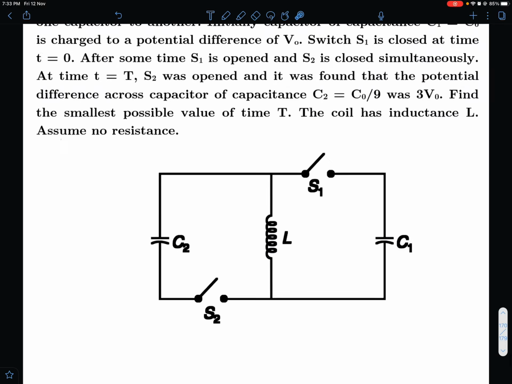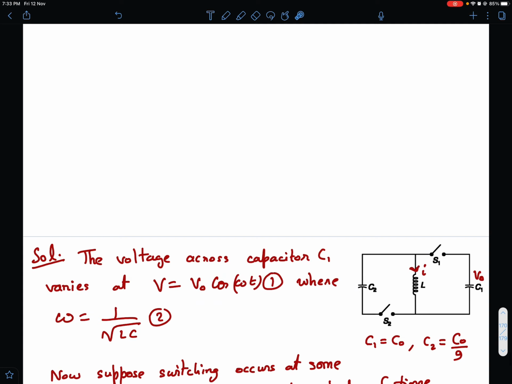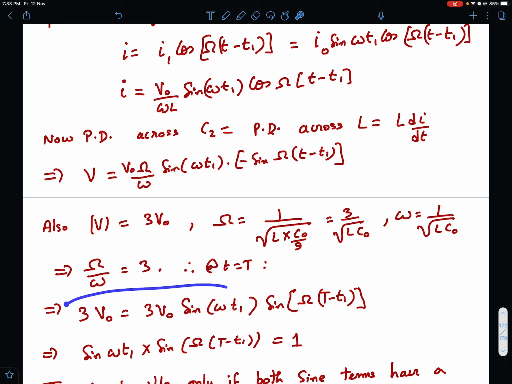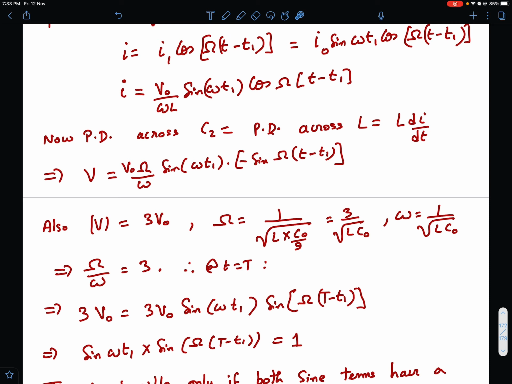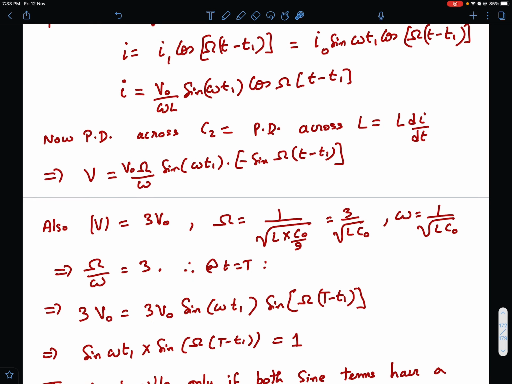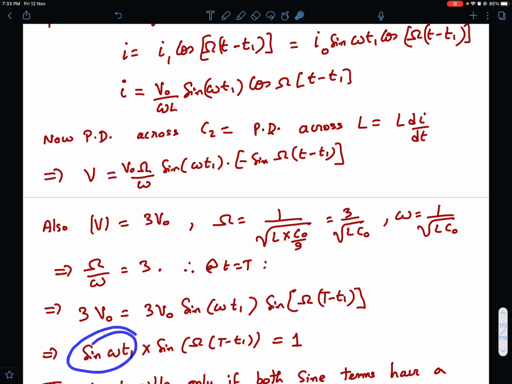The left side is 3V0. We wanted this potential drop to be equal to 3V0. In the question it says the potential difference required is 3V0, and this 3V0 should also be equal to the expression that we have calculated. So 3V0 equals 3V0 sine of omega t1 into sine of capital omega (t minus t1). Now this is 3V0, this is 3V0. That means the product of these two sine terms must be equal to 1, and you know that sine of anything cannot exceed 1. If the product of two sine terms is 1, both sine terms should be exactly 1. Then only this can happen.